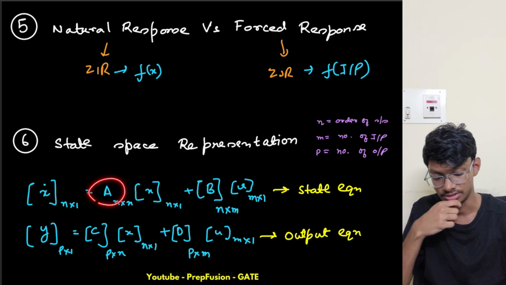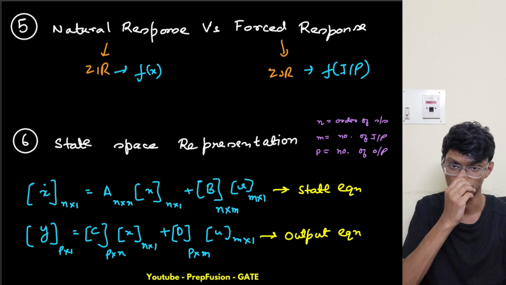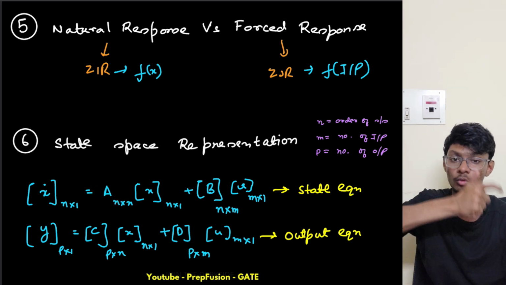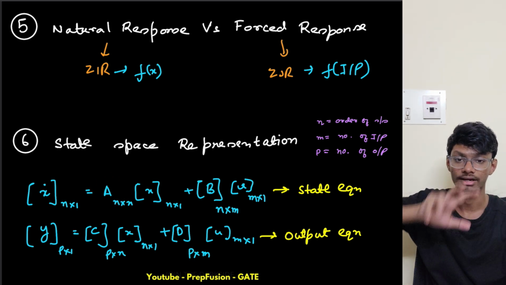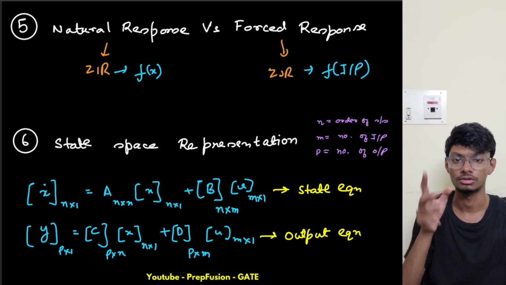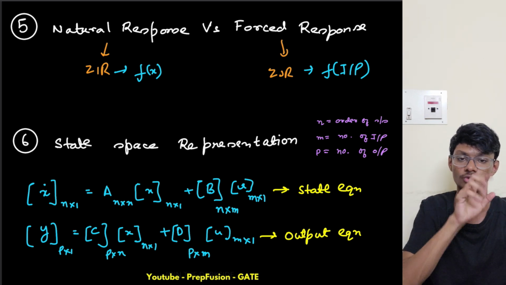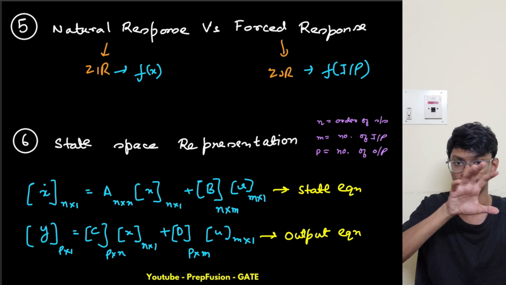This system matrix has some properties. With the help of this system matrix I can find the eigenvalues, and with the help of eigenvalues I can find the poles of the system. And from knowing the location of the poles, I can tell whether the system is stable or not. About stability, we'll go into the next topic, time response. There we'll understand stability a bit more.